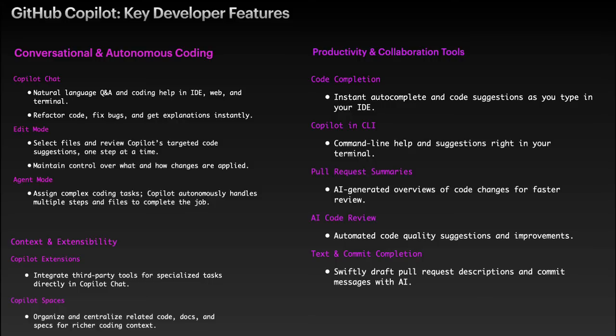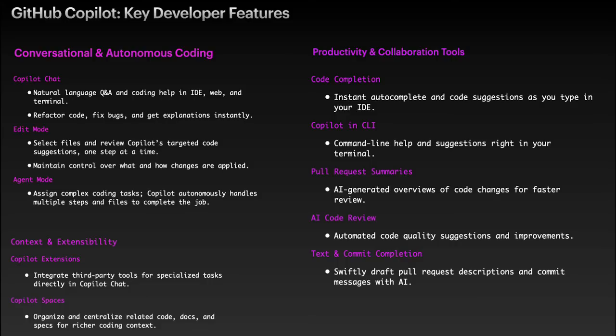Next is edit mode, right? Here you select the file, review Copilot's targeted code suggestions one step at a time, and maintain control over what and how changes are applied. In edit mode you ask Copilot to do something, and Copilot will make those changes directly within your code file. Edit mode can also create new files, directory structures, and packages in your project. We'll see that in practical, but let's move to agent mode.